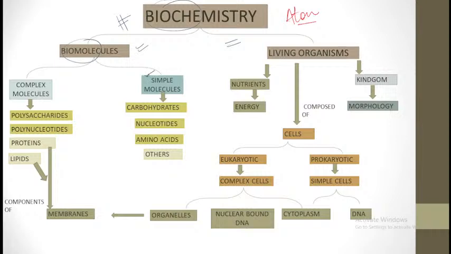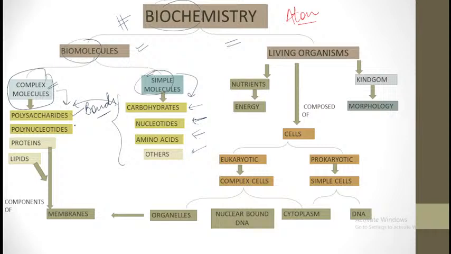biomolecules could either be the simple ones or the complex molecules, right? The simple molecules, what are the various simple molecules? First one is the carbohydrate, then we have nucleotides, amino acids and various other ones. When these simple molecules connect with each other via a specific bond, what happens? It leads to the formation of the complex molecule. Complex molecules are polysaccharides, nucleic acids, proteins, lipids.